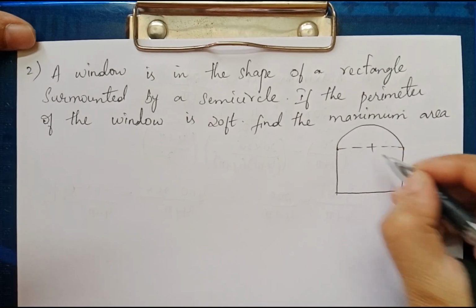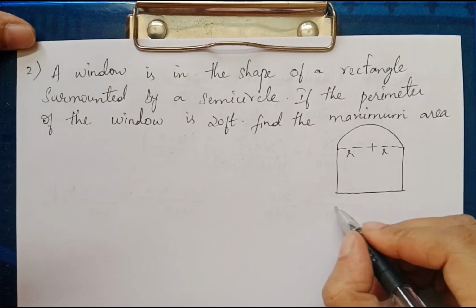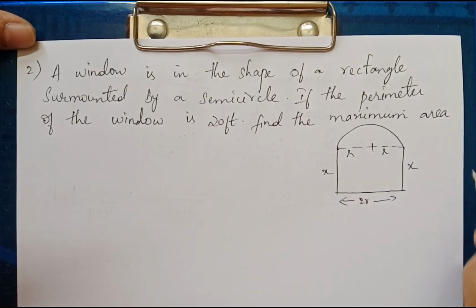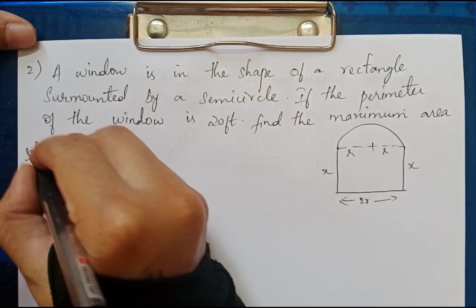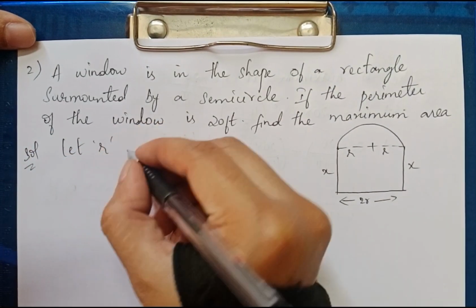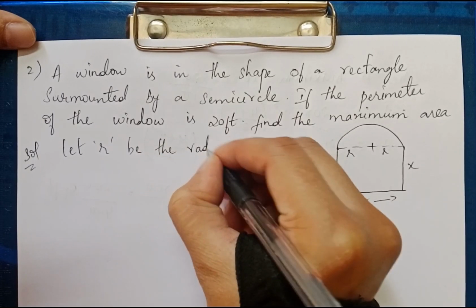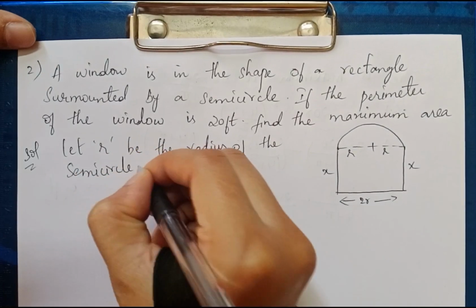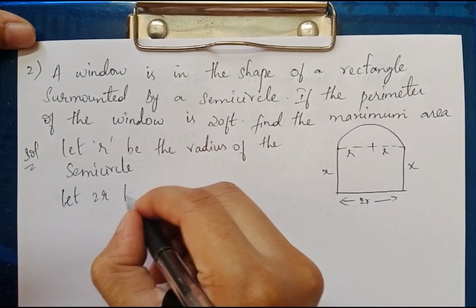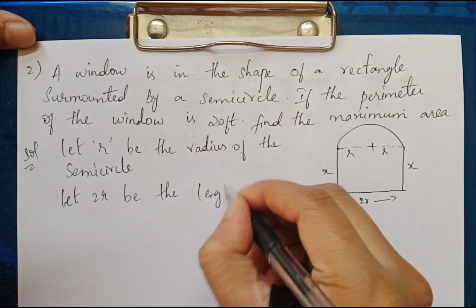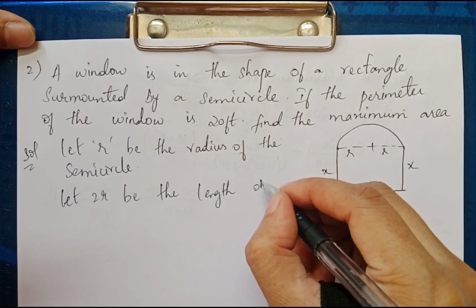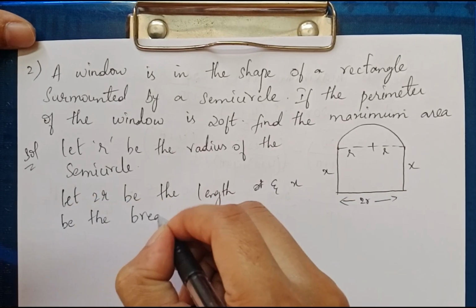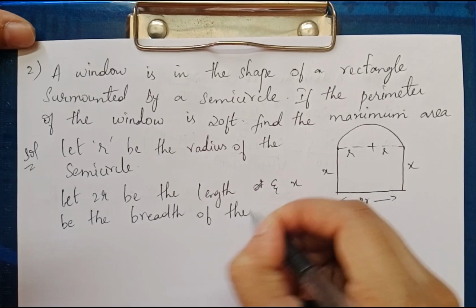So we'll consider the radius of the semicircle as r. So we'll get the length of the rectangle as 2r, and we'll consider the breadth of the rectangle as x. So let r be the radius of the semicircle. Let 2r be the length and x be the breadth of the rectangle.